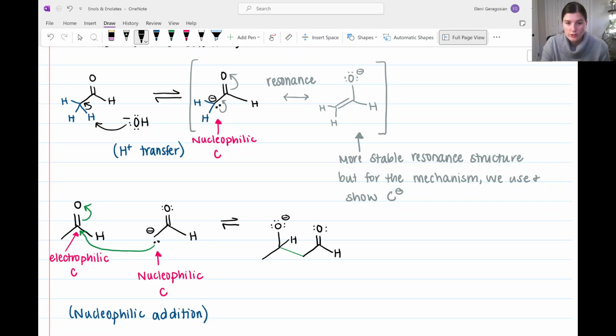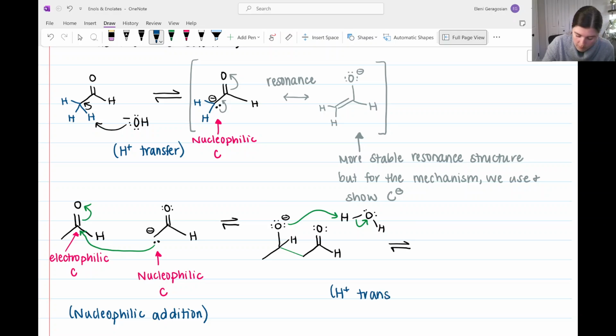So we've got a negative charge on the oxygen. We can neutralize that oxygen by giving it a proton. We have both water and OH minus present in solution. So using the water, that can give a proton to that negatively charged oxygen. So this last step is also a proton transfer. And we have generated a molecule with an aldehyde and an alcohol on the beta carbon. So this is the Aldol product.